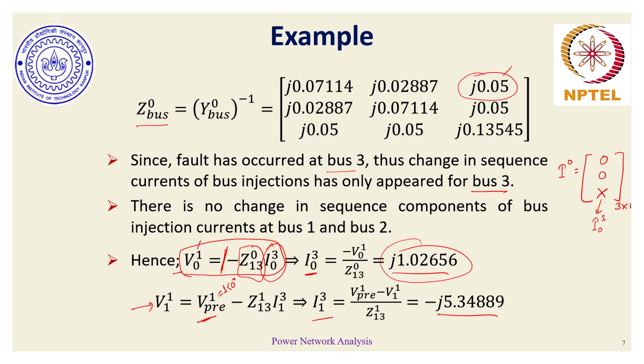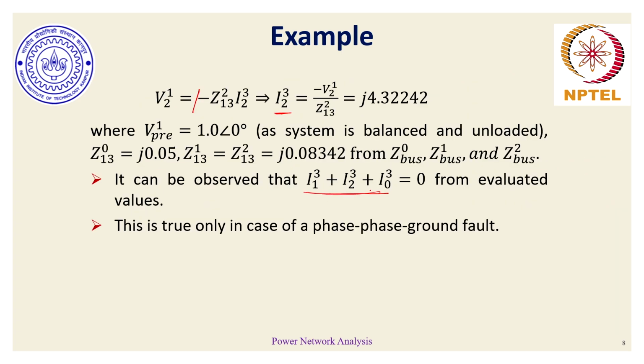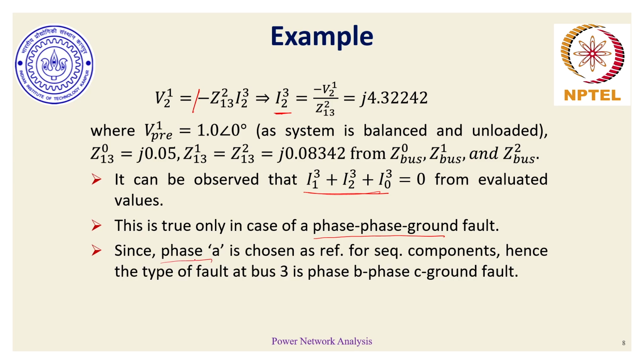There are two possibilities of asymmetric ground faults, which are line to ground fault or double line to ground fault. In case of double line to ground fault, we have seen that the sum of these three sequence components is 0. So it's truly a case of phase to ground fault. Now, which phases are involved? Since we have taken phase A as a reference, and typically when we choose phase A as a reference, this beautiful equation is applicable for a phase B to C to ground fault. So the fault at bus 3 is a B to C to ground fault.